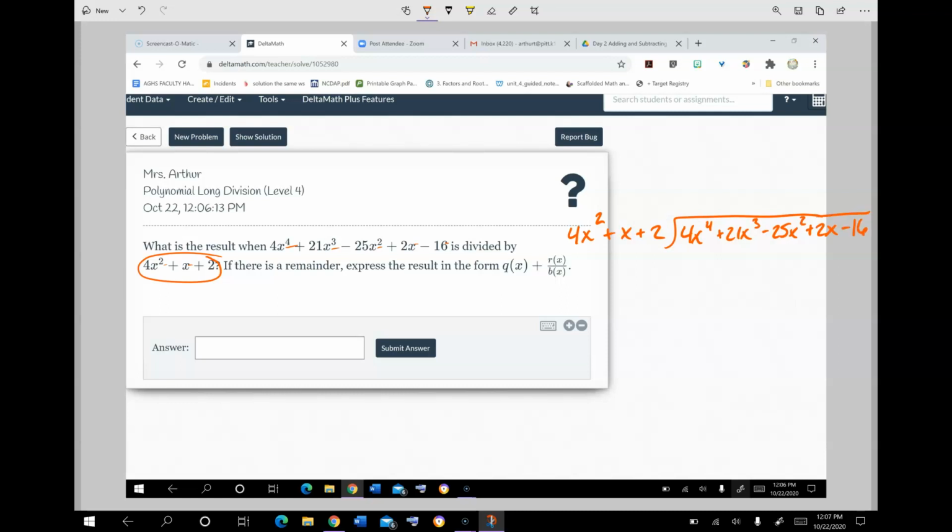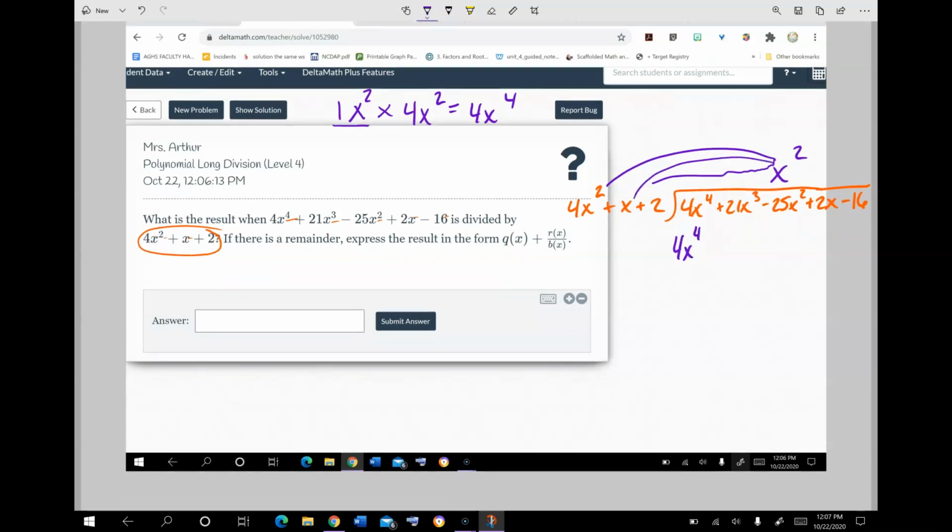So you're asking yourself, what times 4x squared gives me 4x to the 4th? Well, I know 1 times 4 gives me 4. What times x squared gives me x to the 4th? X squared. So it's just going to be x squared. Distribute. X squared times 4x squared is 4x to the 4th. X squared times x is x cubed. And then x squared times 2 is 2x squared.